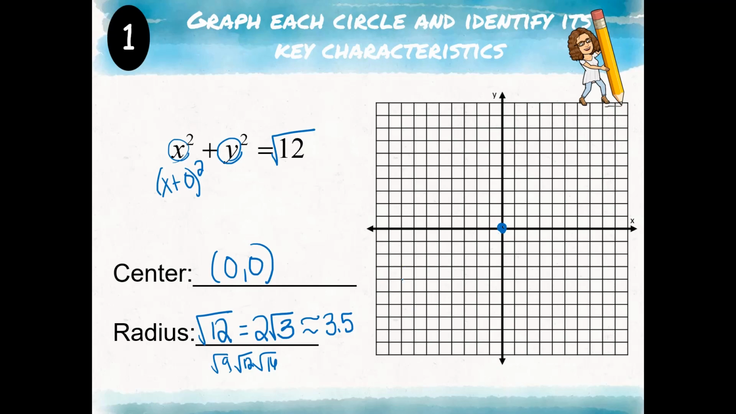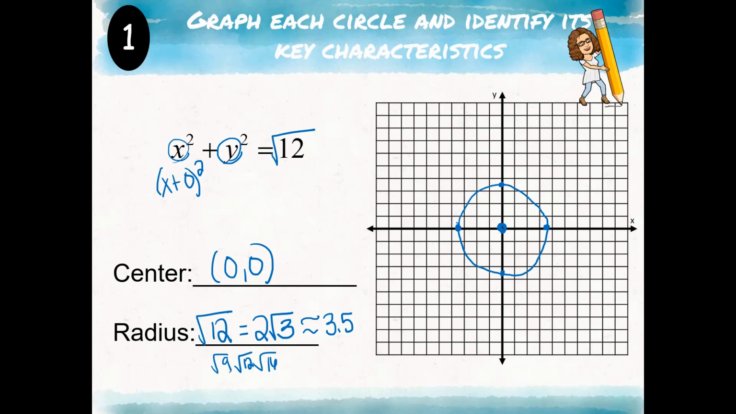Once I get this radius value, what I'm going to do is I'm just going to go out, left, right, up, and down that value of the radius. So I'm going to go up 3.5, right 3.5, down 3.5, and left 3.5. And then I'm going to connect those dots to the best of my ability. Trust me, my circles are definitely not circular. That was actually not that bad. Did pretty good that time. But that's my circle. Not terrible, right?